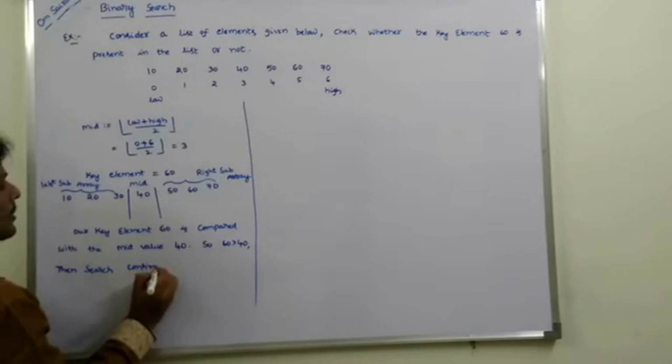Next, we have to find the mid value. So mid is equal to low plus high by 2. Low value is 4, high value is 6. 4 plus 6 by 2, so that is 10 by 2. That is, mid value is 5. So A of mid is equal to 60. A of mid is equal to A of 5. So A of 5 is equal to 60.